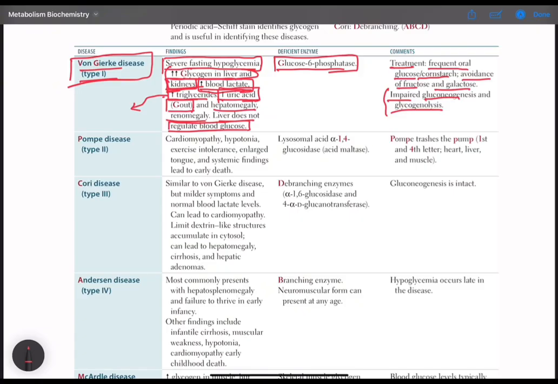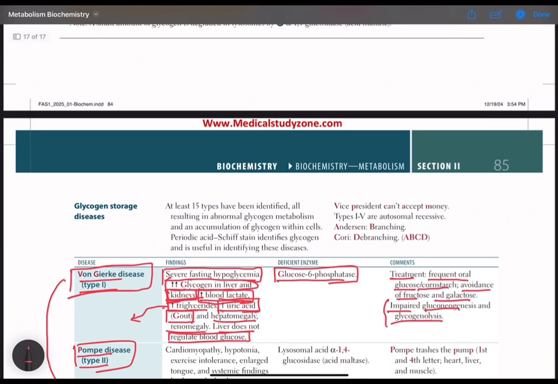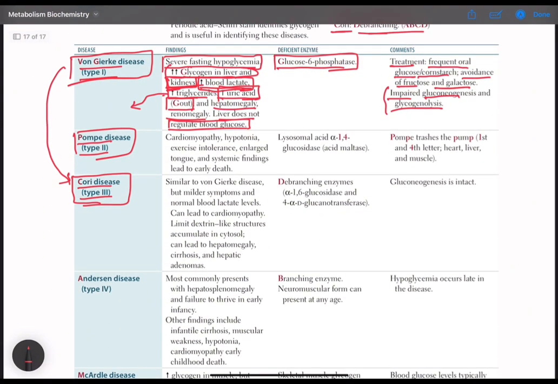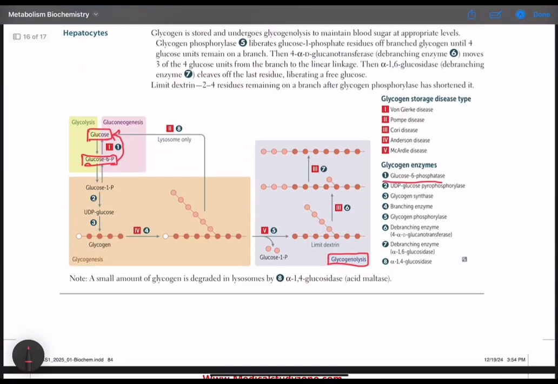Now the second type is Pompe. Or, before going into Pompe, I want you to go to type 3, or Cori, which is quite related to von Gierke disease. Another mnemonic is ABCD. For Andersen disease, we have the deficiency of branching enzyme, and for Cori disease, we have the deficiency of debranching enzymes. So in Cori disease, we have the deficiency of debranching enzymes 1 alpha 1 6 glucosidase and 4 alpha D glucanotransferase.